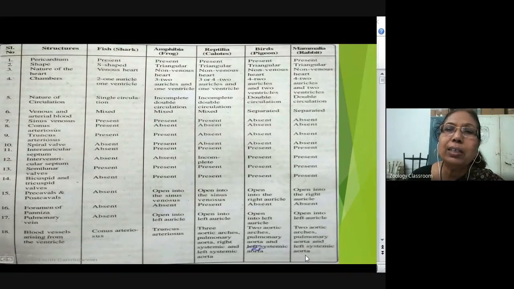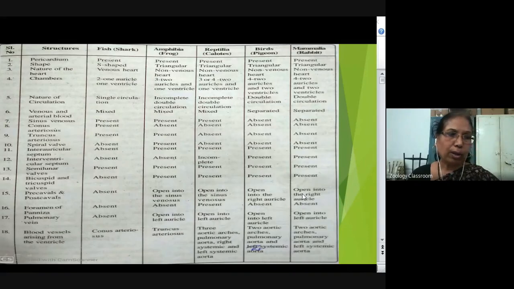So like this way, these are the characters or structures we compare: which parts are absent, which parts are developed. Mammal and birds have well developed parts. But in fish and amphibia, some parts are developed and some are not well developed. So amphibia are more advanced than fish, reptile more advanced than amphibia, birds more advanced than reptile, and mammals are also more advanced than birds. Like this way we compare.